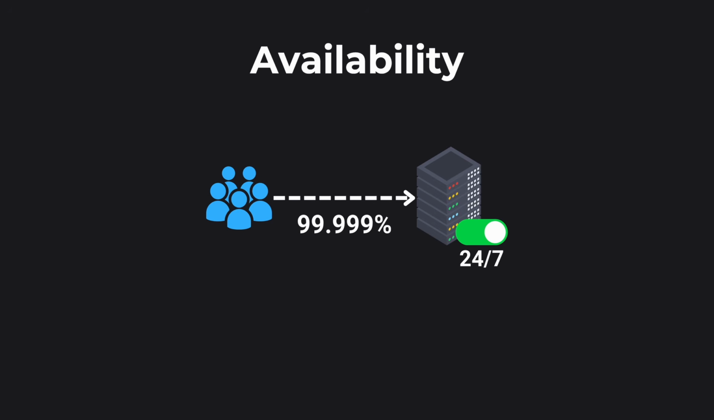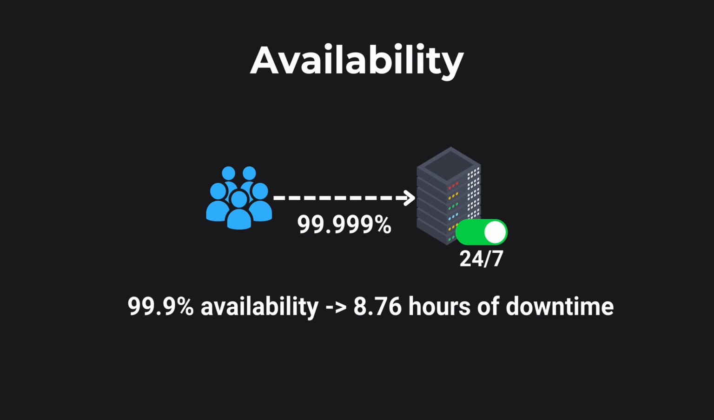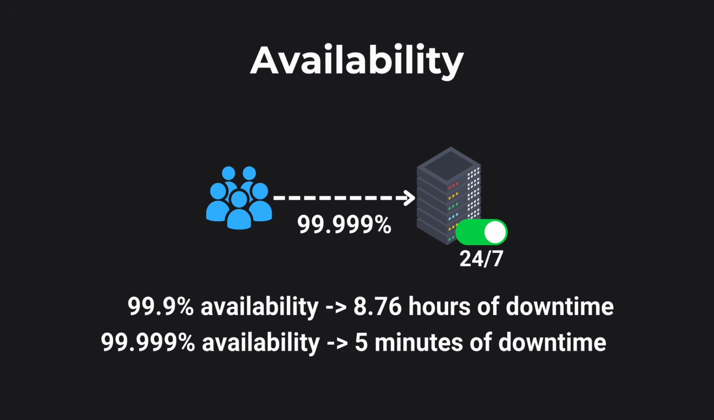Let's say we are running a critical service with 99.9% availability. That allows for around 8.76 hours of downtime per year. But if we add 2 nines to it, we are talking about just 5 minutes of downtime per year. And that's a massive difference, especially for services where every second counts.